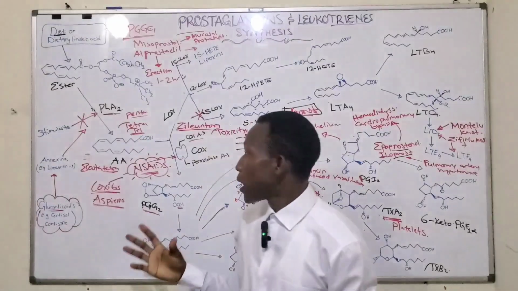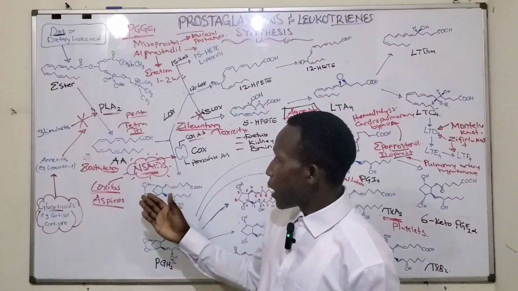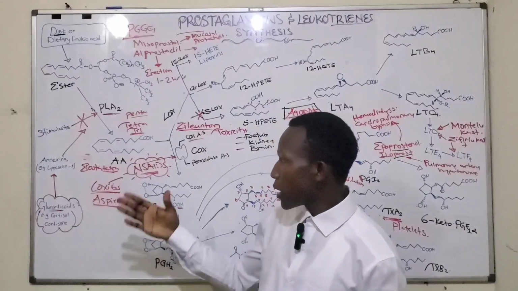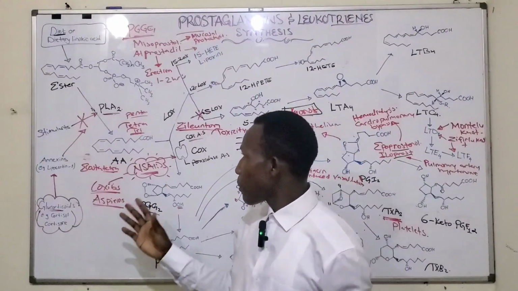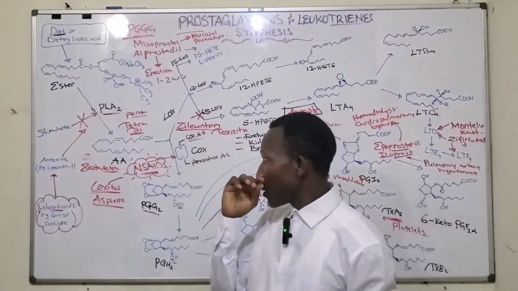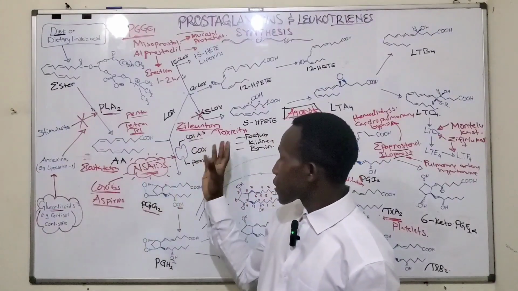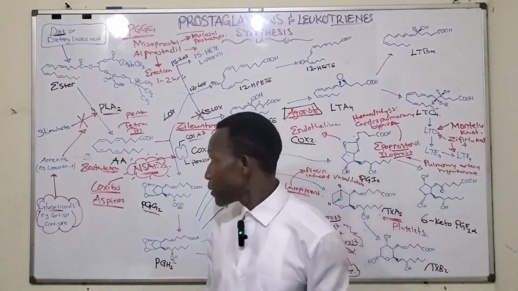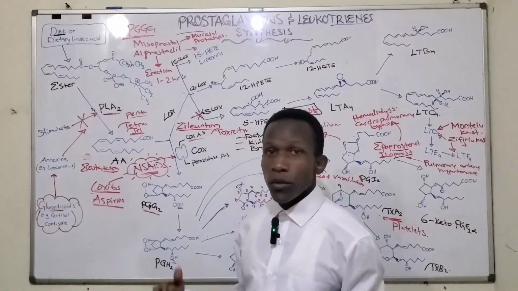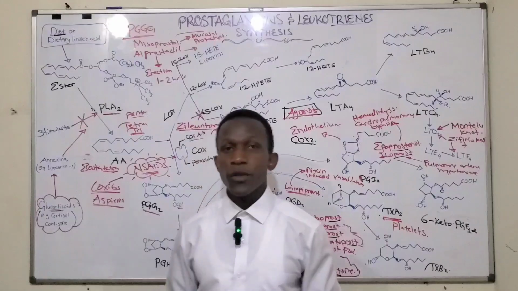We shall talk about the NSAIDs, and also we have some questions about aspirin being given at low doses and high doses. We also talk about COX-3, because here we have talked about COX-1 and COX-2. We are going to talk about COX-3 and paracetamol, how it inhibits COX-3. But all those are in the next videos.